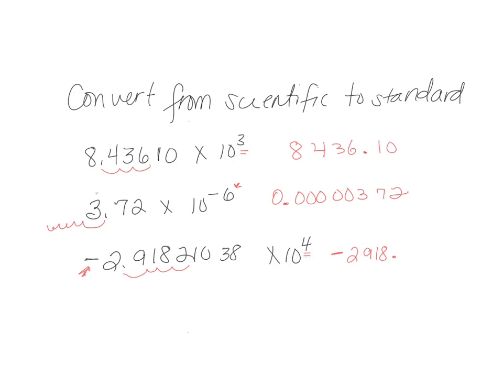Let me erase that because I messed up. Sorry, guys. We're going to write the negative, and then we moved it over, so we're going to do 29182 point, and then you write all of the rest of the values, 0.1038. I hope this helps.